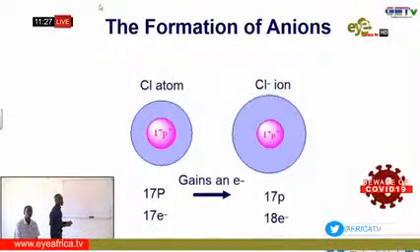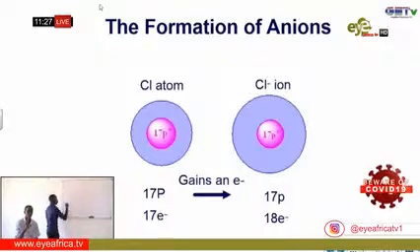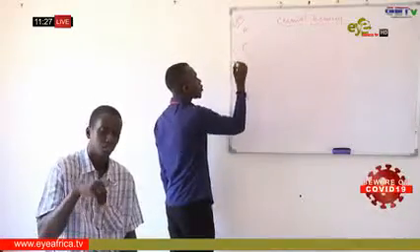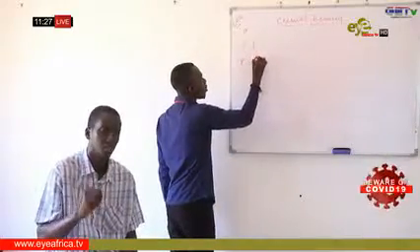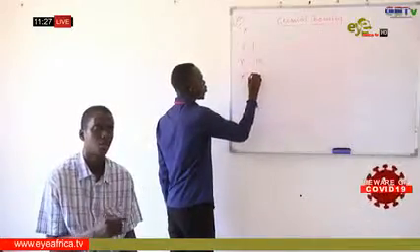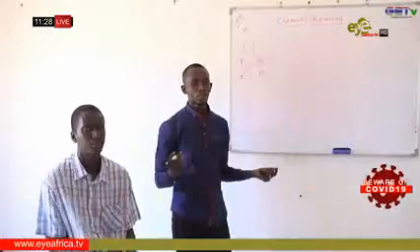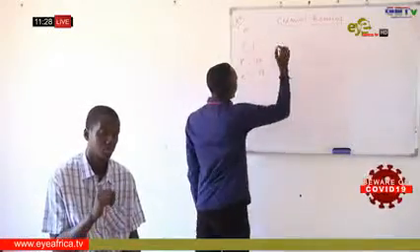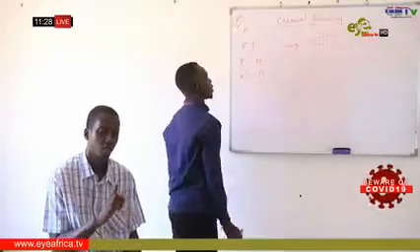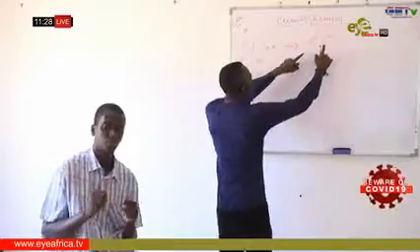Now, if you have anions like the chlorine atom, because we know the atomic number of chlorine is 17, it means in the neutral form the proton number is going to be 17. And then the electron number is also going to be 17, because the atom is neutral. Now we will have Cl minus in this case, which is Cl plus an electron.